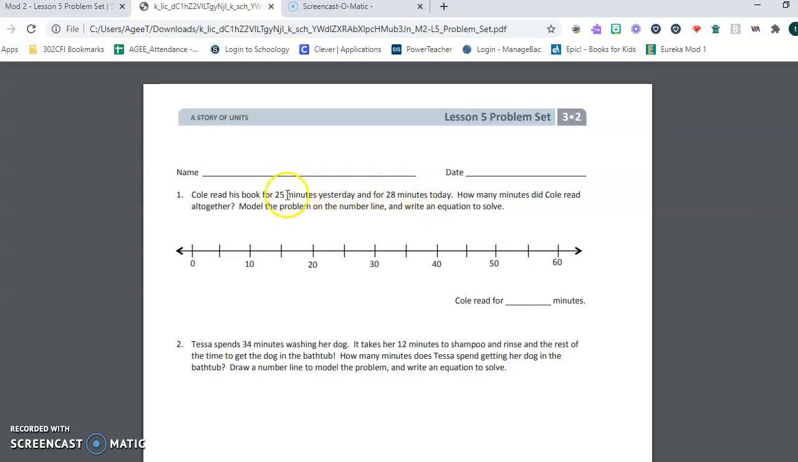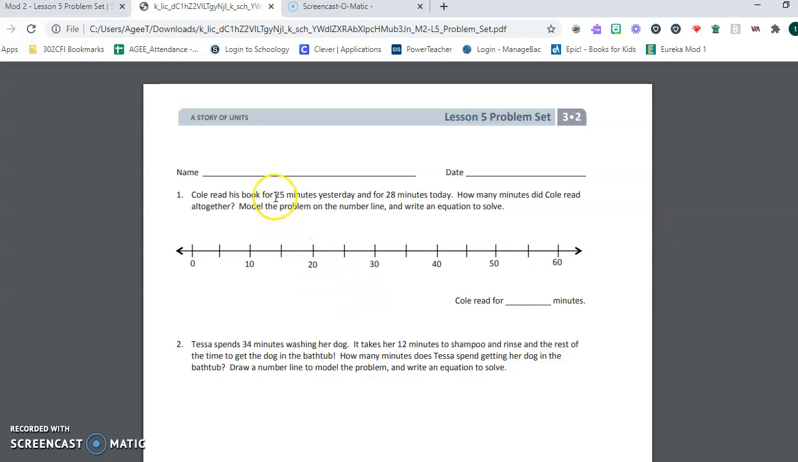To model this problem, I'm going to have 25 minutes, or 25, plus 28. And remember, equations are horizontal, so when I write the equation, it's going to be side to side. 25 plus 28 equals blank. That's the sum, or the altogether number that we're looking for.